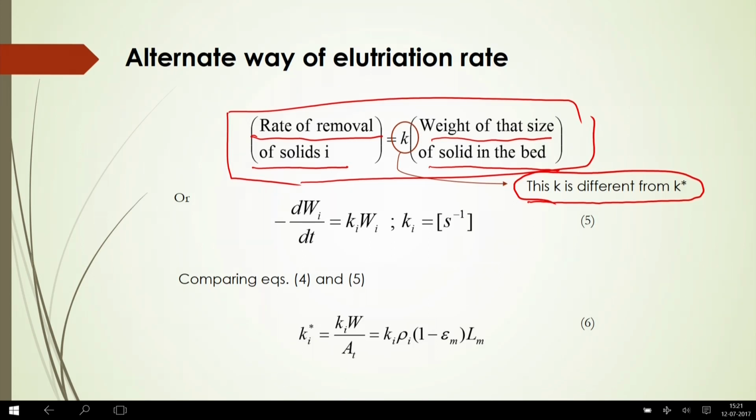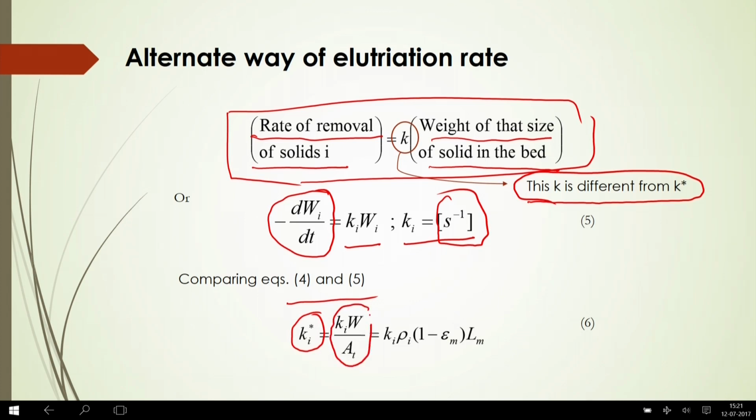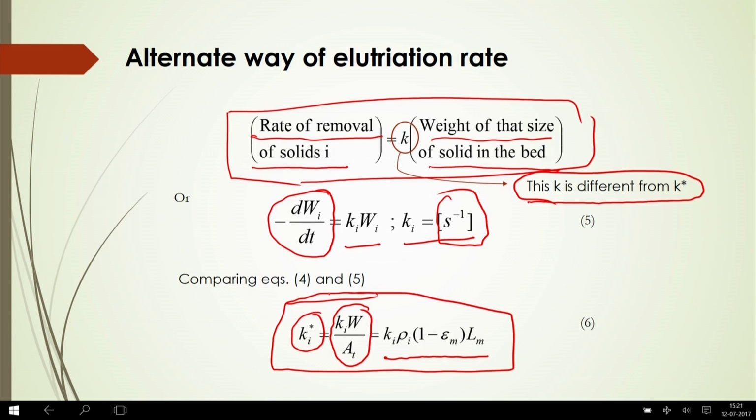So, in that case this proportionality constant will not be the same as in the previous equation. You can say that minus dW_i by dt will be equal to k_i W_i, where the unit of k_i will be second inverse. So, comparing equations 4 and 5, k_i star will be equal to k_i W by A_T, where A_T is the cross sectional area of the bed, and then it will be equal to k_i rho_i into 1 minus epsilon_mf into L_m. From this you can get the relation between k_i star and k_i.